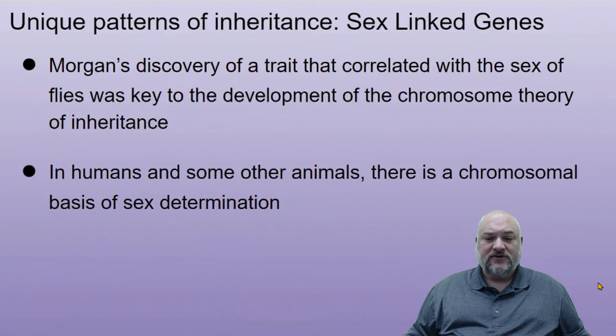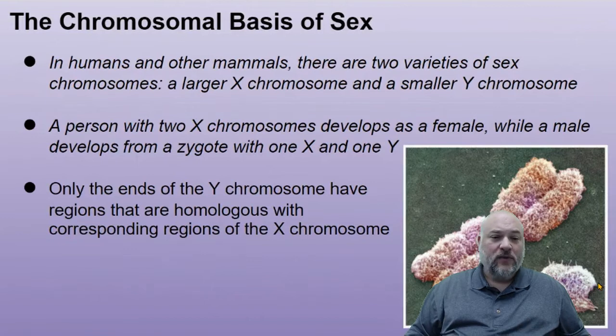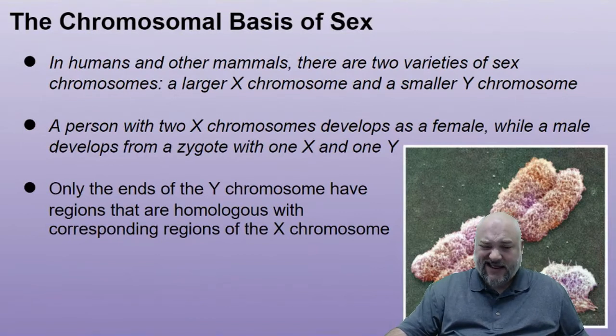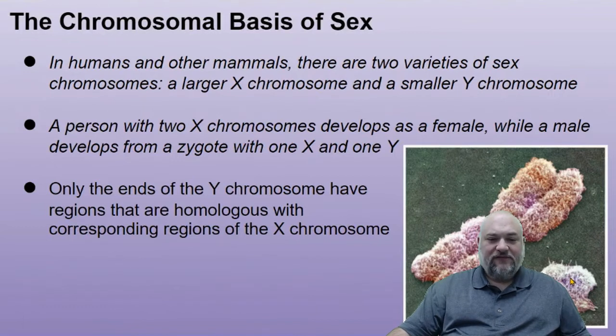In humans and some other animals, there is a chromosomal basis of sex determination. In humans, it's XY, which you probably know already, right? The X here is the big, large one that looks like a regular old chromosome, and the Y is this little dinky thing down here. Has hardly anything on it. Okay. If you have two X chromosomes, you'll develop biologically as a female. Whereas if you have one of each, an X and a Y, you'll develop biologically as a male.